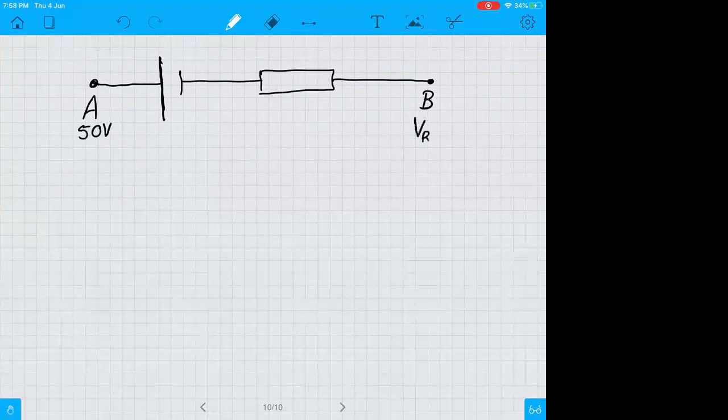Potential at B is not given. Hence, the flow of current can be towards right or it could be towards left, depending on the values in the circuit. Potential at B is missing.